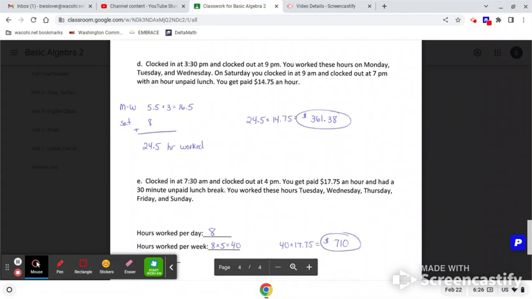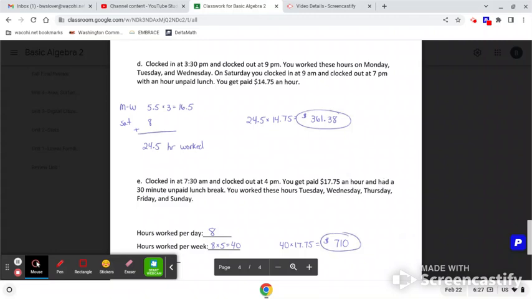Letter D. So now, what if I don't work the same thing all week long? So I clocked in at 3:30, clocked out at 9. Maybe I'm a student and I can only work 3:30 to 9 during the week. So Monday, Tuesday, Wednesday, those are my hours. But on Saturday, when there is no school, I work from 9 a.m. to 7 p.m. An hour unpaid lunch break that day.